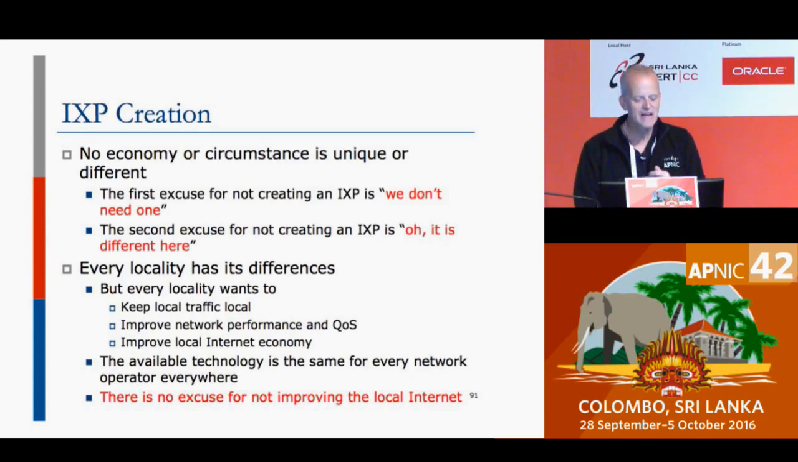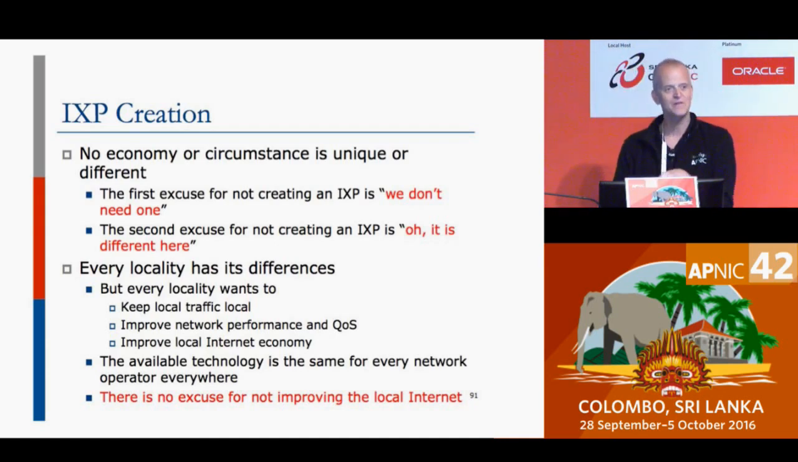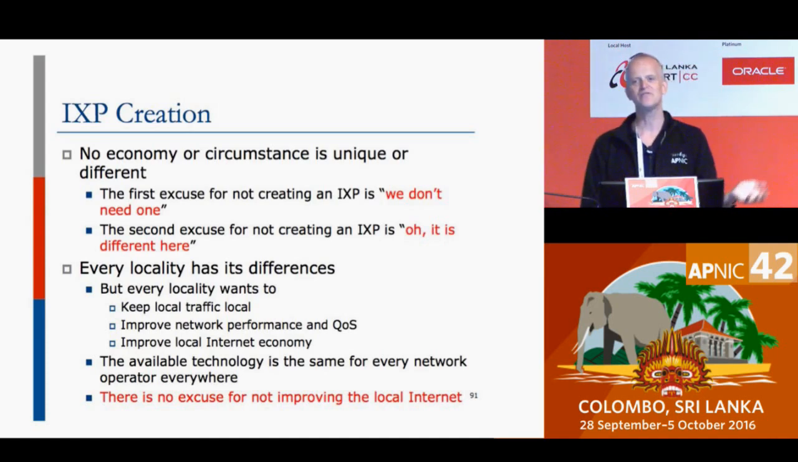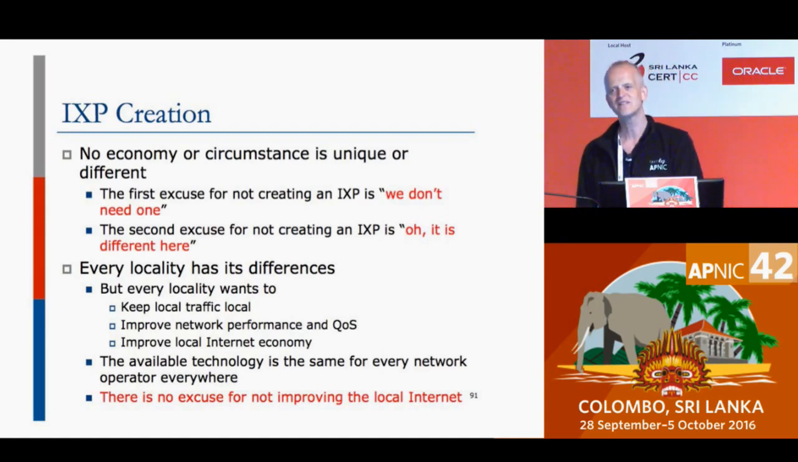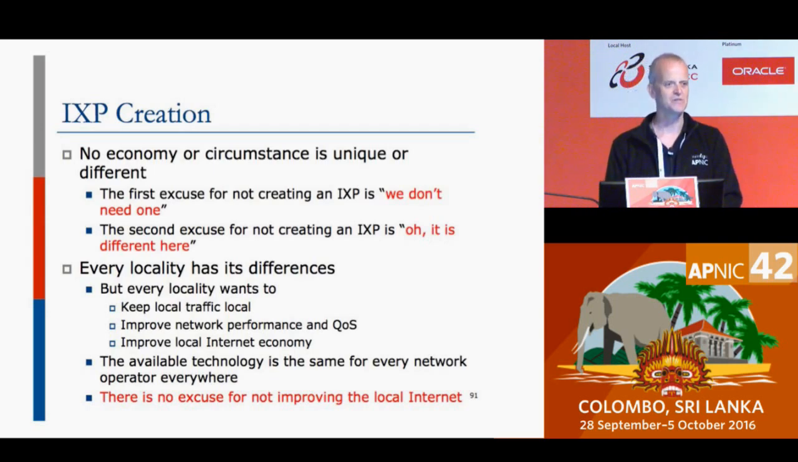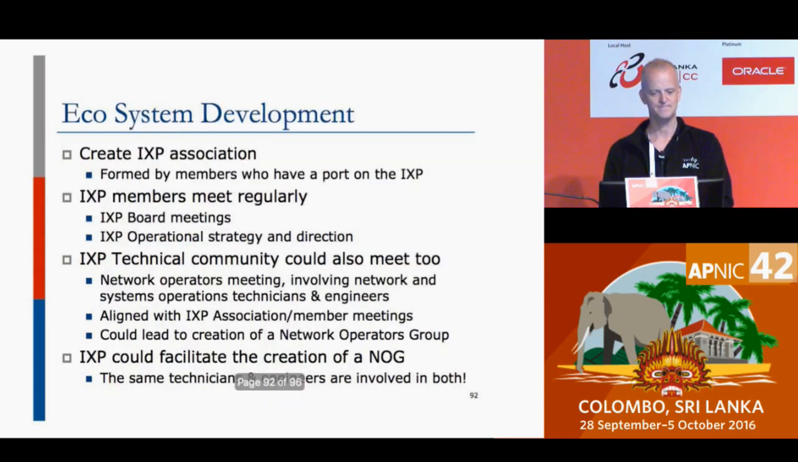But surely every locality wants to keep local traffic local, improve network performance, QoS, improve the local internet economy. You want to have your own internet businesses. You want the round-trip times to be very low. You want internet access to be very cheap. Everybody wants that. So the technology is the same everywhere, and there really isn't any excuse for not improving the local internet. But gosh, we see plenty of those all the time. I don't know why there's such resistance in some parts of the world to creating exchange points. It just seems such an obvious thing to do, to make the local internet faster and better.